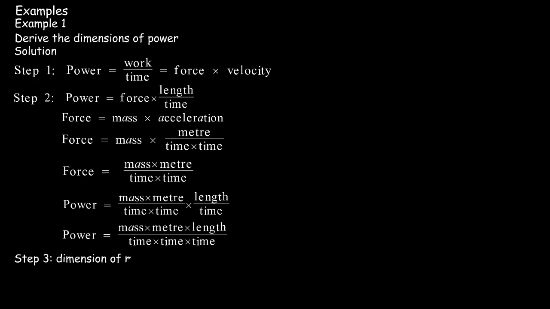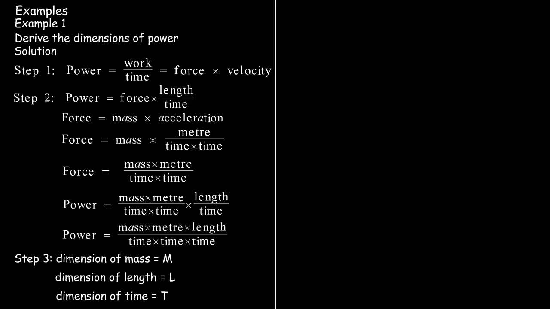Now for our step 3, dimension of mass is M, dimension of length is L, and dimension of time is T. Basically, dimension is the abbreviation of the quantity itself. So for mass, the dimension, which is the abbreviation, will be M. For length, the dimension is L. And for time, the dimension is T. Because in dimension, we are representing the derived quantity in terms of their basic fundamental quantity, not the unit, the quantity itself. So we are using the abbreviation of those quantities.